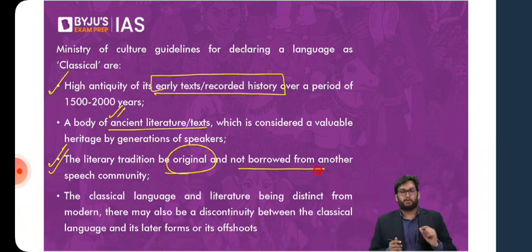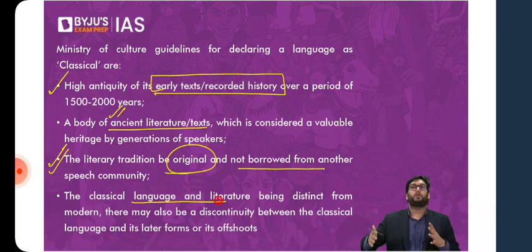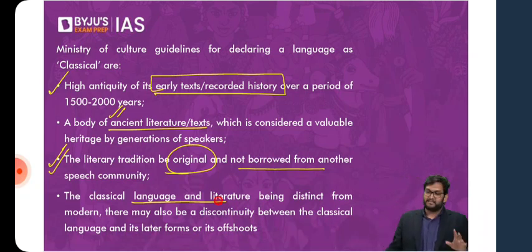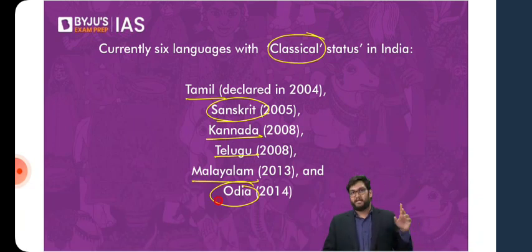And last but not the least, there can be a discontinuity, or distinction, between the old form and the new form. For example, Old Tamil and New Tamil. Old Tamil is the original form, New Tamil is very different from Old Tamil. So in that regard, these languages meet all of these criteria, which is that they are very old, ancient period, coming out of the Old Tamil and Sanskrit language itself. And the scripts, Brahmi script and Old Tamil script, are used.